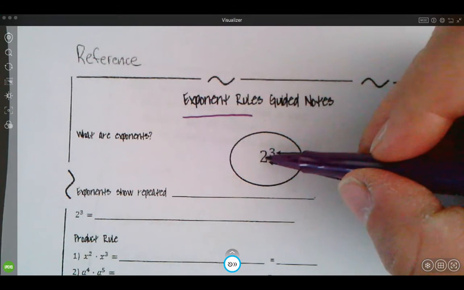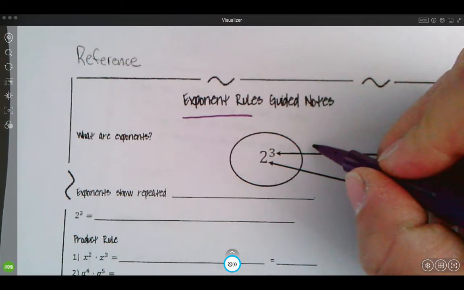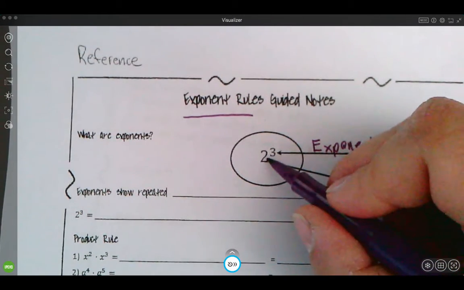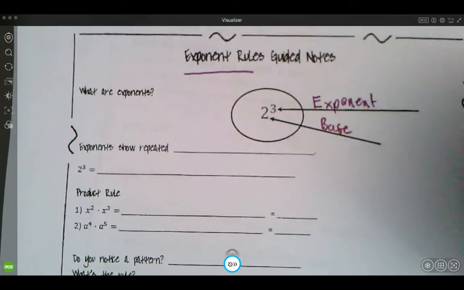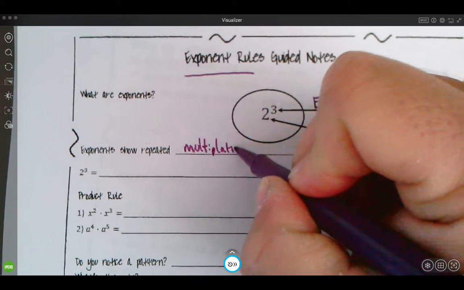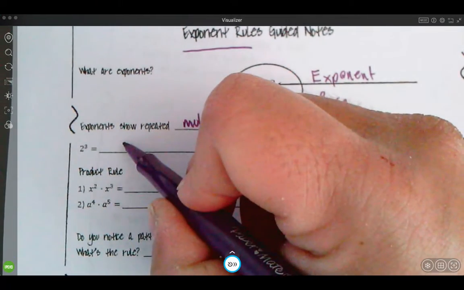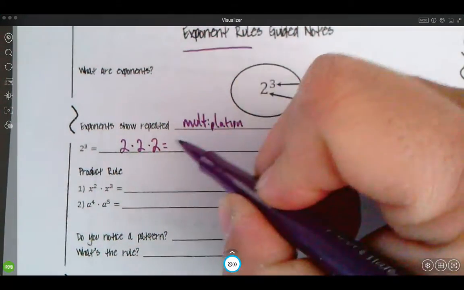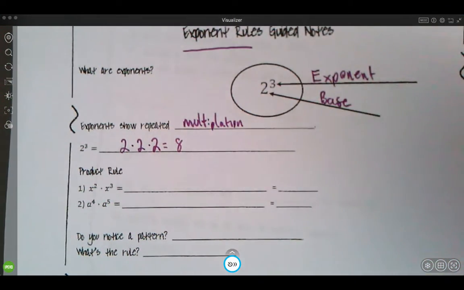So say this is 2 to the third power. When you look at this, this little 3 is actually called your exponent. And this number 2, the bigger number, is your base. Okay? So exponents show repeated multiplication. Basically 2 to the third, hopefully you know, does not mean 2 times 3. It means 2 times 2 times 2, which is 4. 2 times 2 is 4, times 2 is 8. Okay? We've done that before for the most part.